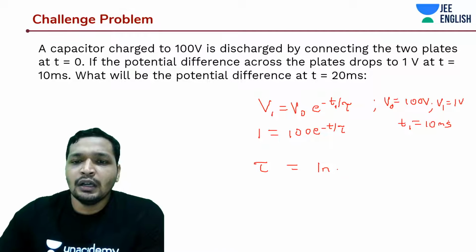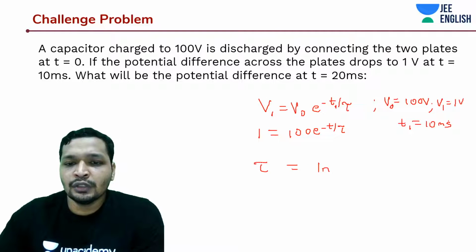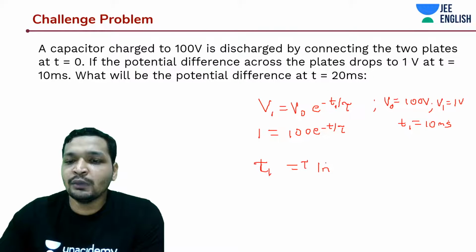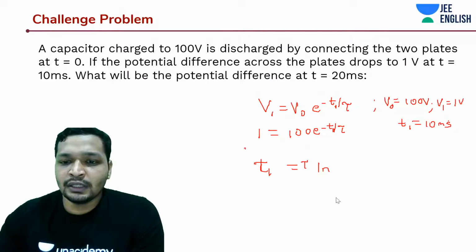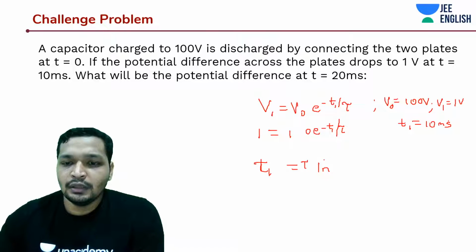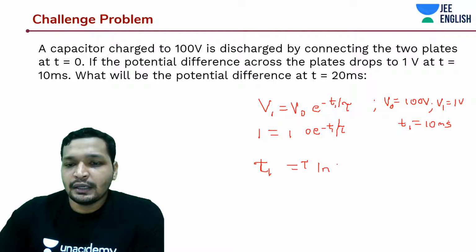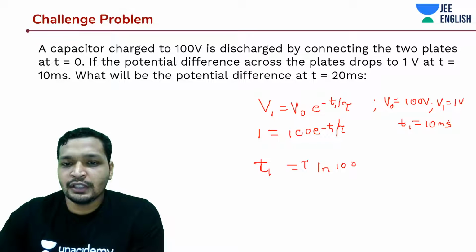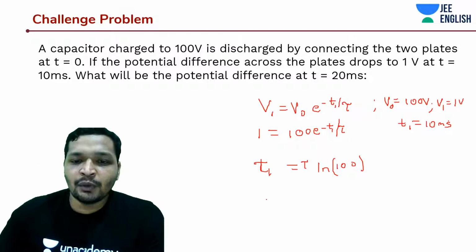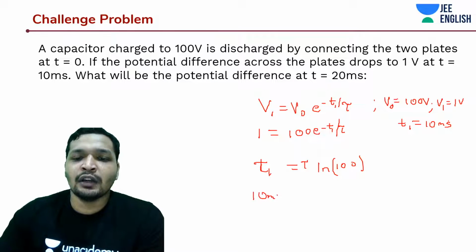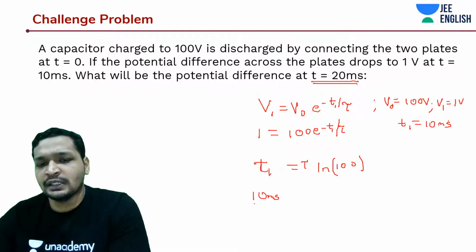It's going to be basically T1 is equal to tau into ln 100. I think a 0 disappeared from here, but anyway, you understood how to do it. So what is actually your T1? T1 is 10 milliseconds. Just keep it as milliseconds for now, because our second question also is talking about milliseconds.